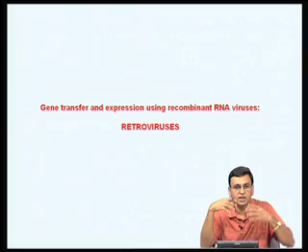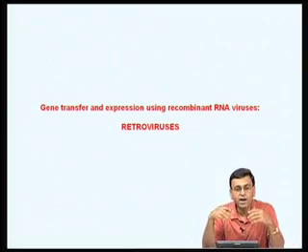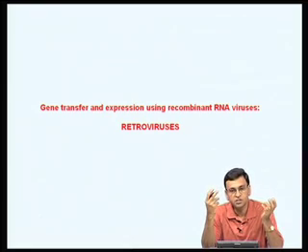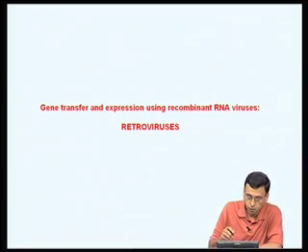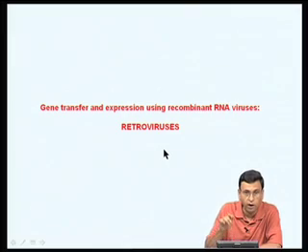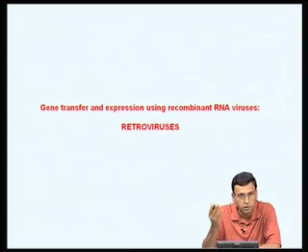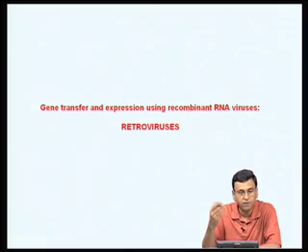Let's now switch gears and see how RNA viruses can be used as gene transfer vehicles for expressing genes of your interest in mammalian cells. We will restrict ourselves to one particular group of RNA viruses, namely the retroviruses. How retroviruses are being used as gene transfer vehicles, and how you can introduce your gene into a retroviral genome, generate a recombinant retrovirus and infect mammalian cells so that these cells now produce your protein of interest.